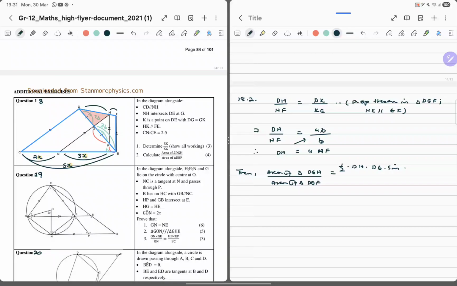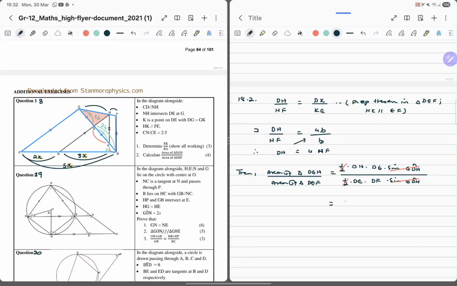times the sine of that angle D, we can call it GDH, all divided by half DE times DF times the sine of angle GDH. I'm just wanting to write it the same way so that that and that goes. Always aim for some elimination so that the whole thing becomes painless.